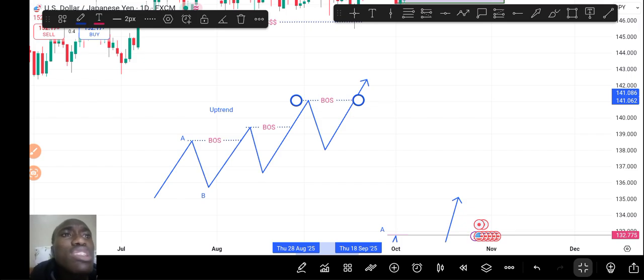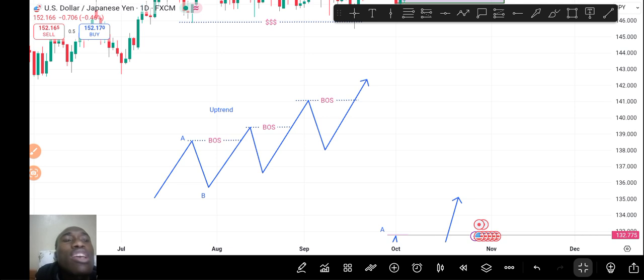Now BOS means break of structure. When price breaks another structure that was formed before, then it has broken structure. Those highs that are being broken are weak highs, because a strong high cannot be broken easily. Once it has been broken, it becomes a weak high. The same applies to lows. If lows are being broken, then those lows are weak, but stronger lows are not broken easily.